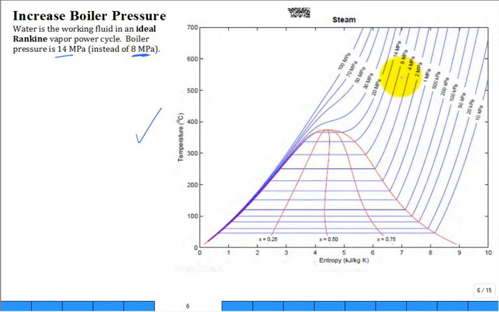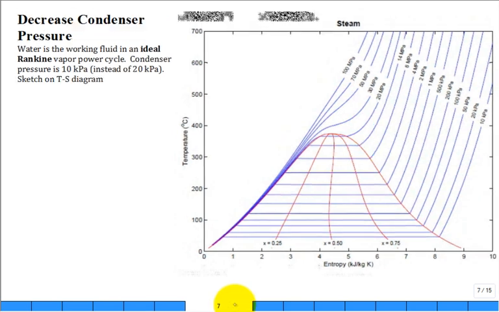Let's say this is an 8 megapascal line and you went up to a 14 megapascal line. You would get a higher temperature at which a lot of the heat was brought into the cycle. Good for performance. Take a look at what happens when you change the condenser pressure. Maybe it dropped from 20 to 10 kilopascal. You're going to drop that temperature. Again, that's typically controlled by the lake, cooling water lake temperature.